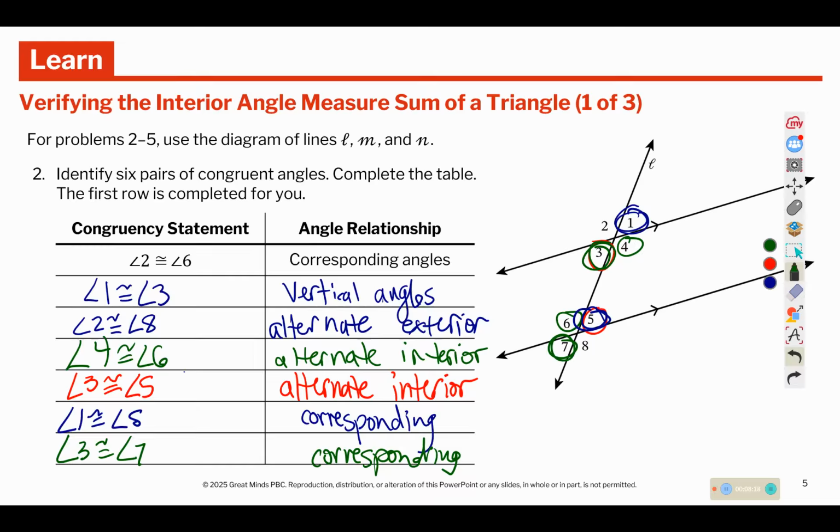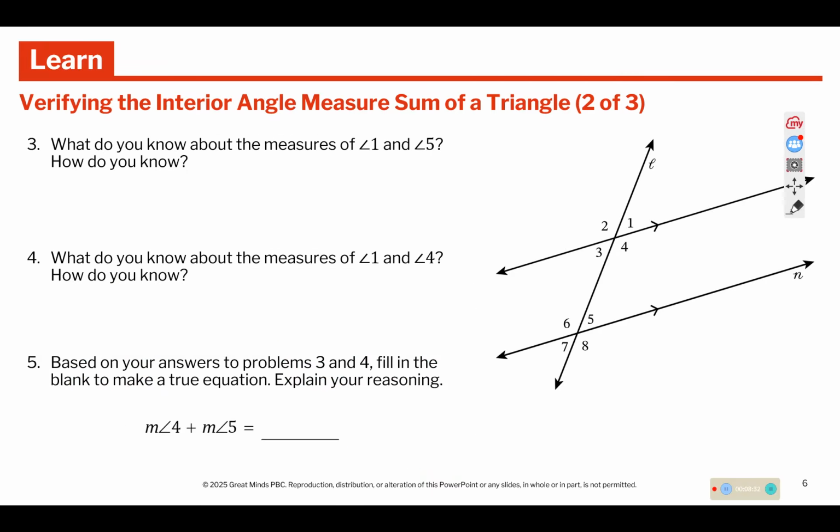And there are other angle relationships as well. 2 and 4 are vertical. 6 and 8 are vertical. 5 and 7 are vertical. What do you know about the measure of angle 1 and angle 5? Well, they are corresponding, and since the lines are parallel, we know that they are the same measure.